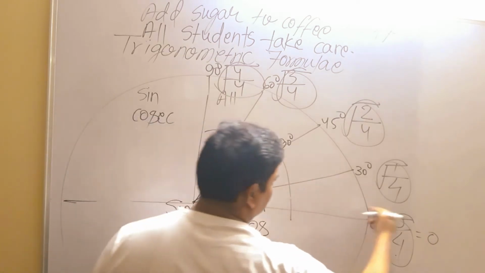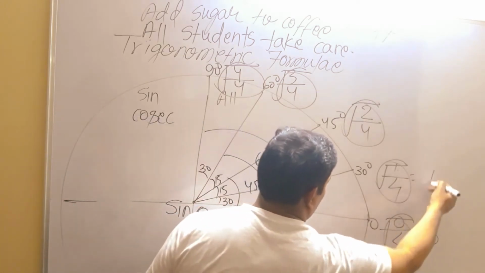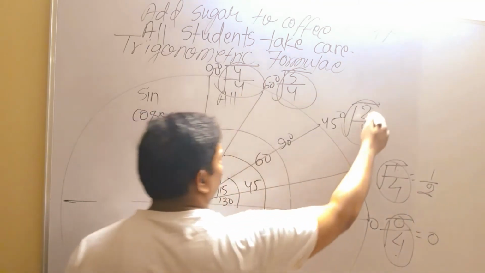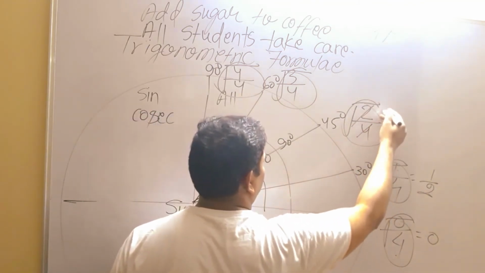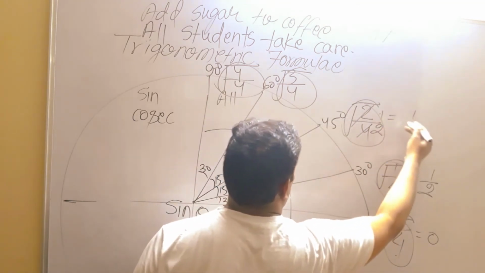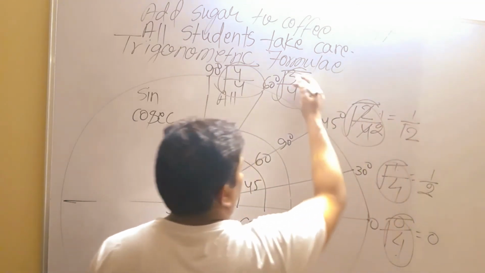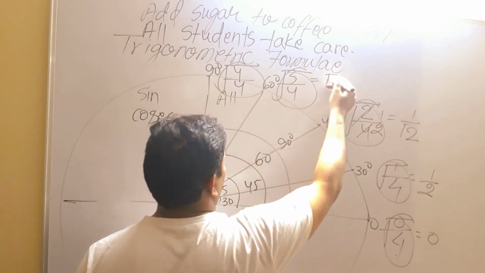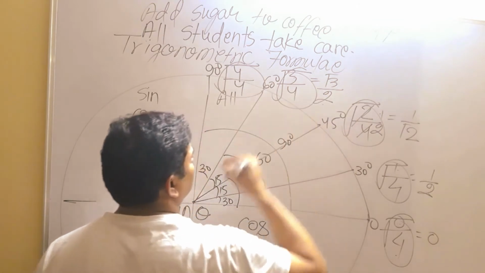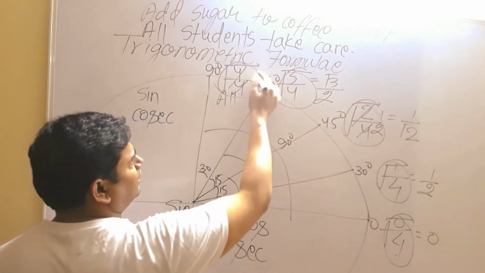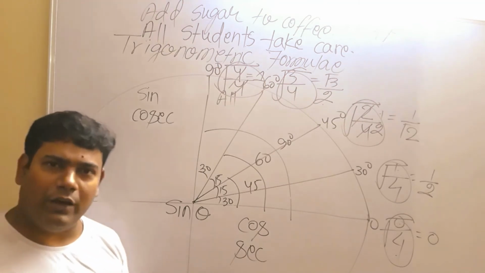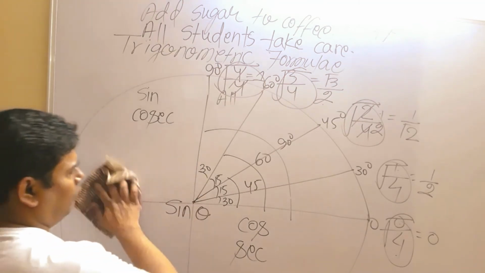Then sine 30 degree will be root under 1 is 1 and root under 4 is 2, so 1 by 2. Now 2 by 4 is already 1 by 2. So its root will be 1 and root 2 is root 2. This root 3 is already root 3 and root 4 is 2. So root 3 by 2. And this 4 is 1. So root under 1 is also 1. In this way we can find out all the values of the trigonometric formula.